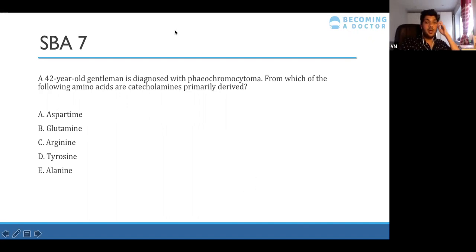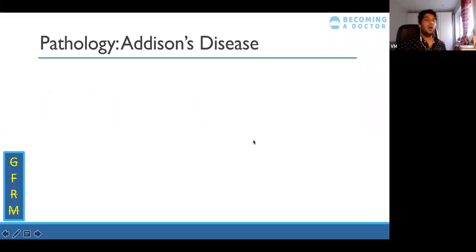Yeah, good. Tyrosine. Just one of those little facts that medical schools love testing you on for some reason. Okay, so we have gone through all of the zones, the different layers of the adrenal glands. Last thing I wanted to touch on is a condition called Addison's disease.